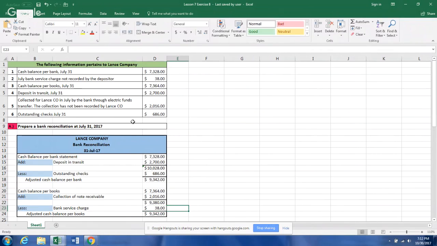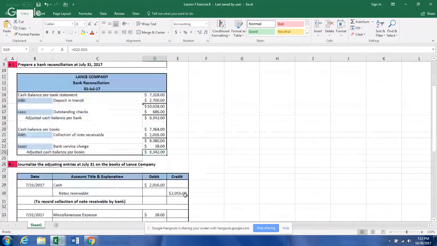So we're told that on line 2, there's a bank service fee of $38. So then you're going to subtract out your $9,380 minus your 38, and you're going to come up to $9,342. If you'll notice, your cash balance per your books and your cash balance per the bank should be the same. If they are not the same, then there's either a journal entry done incorrectly or some type of mistake that you have to find and figure out.